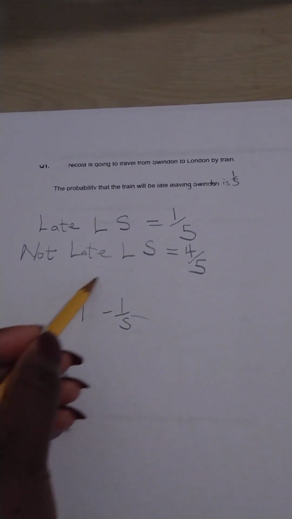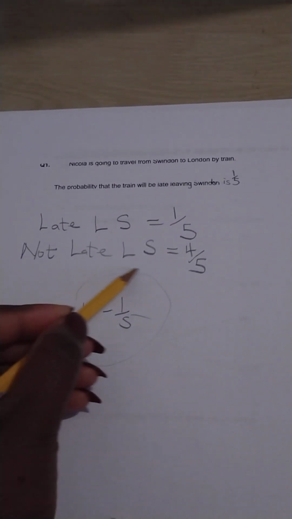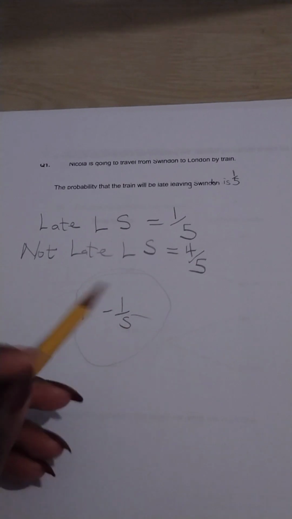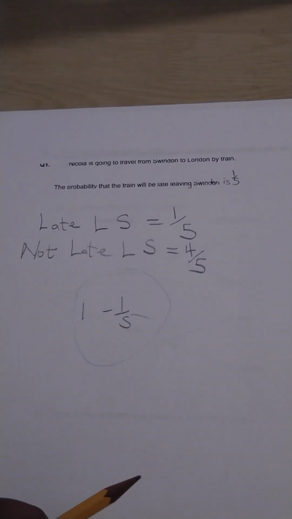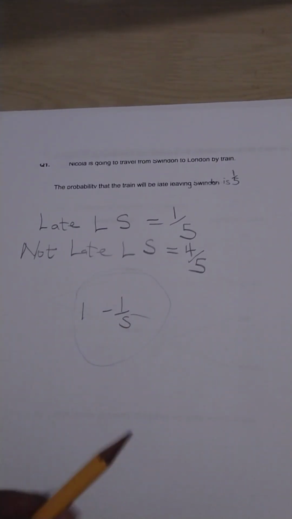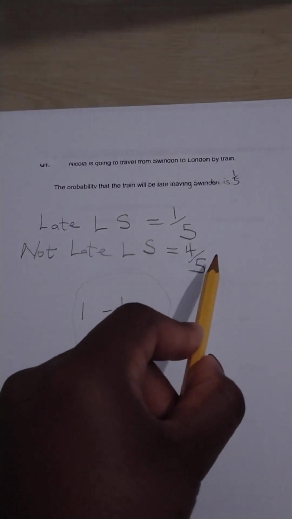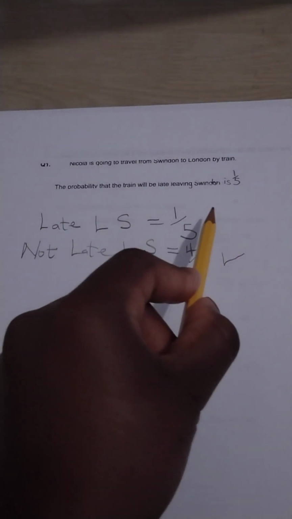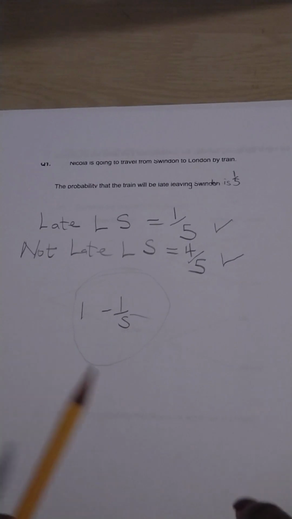Okay, now I'm not going to go into this in detail. If you need to understand how to subtract fractions from a whole number, please go to my videos on fractions. So let's just bear this in mind. So these two data we're going to be using as part of our tree. Okay, so flicking to the next page, still talking about this train that is late or not late leaving Sweden.